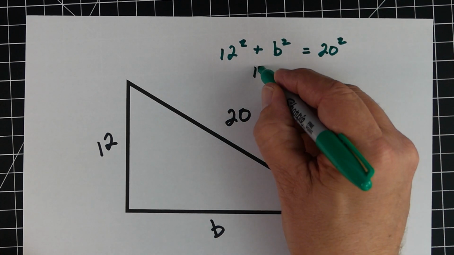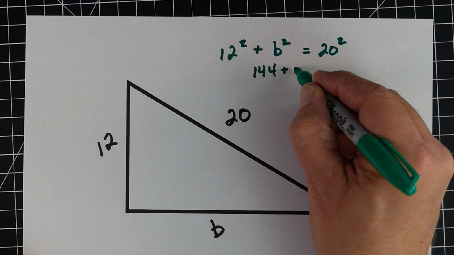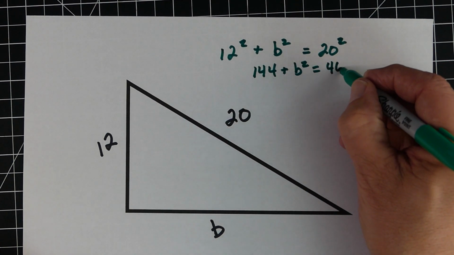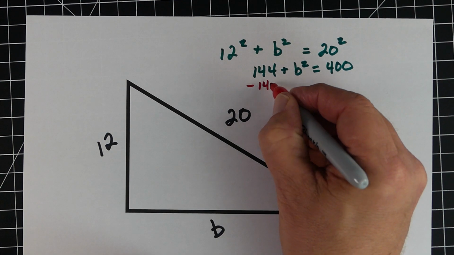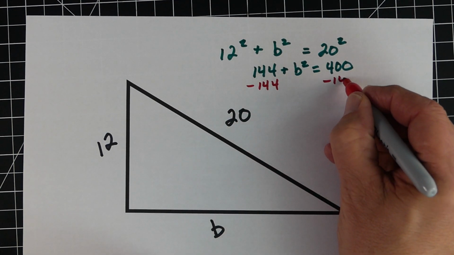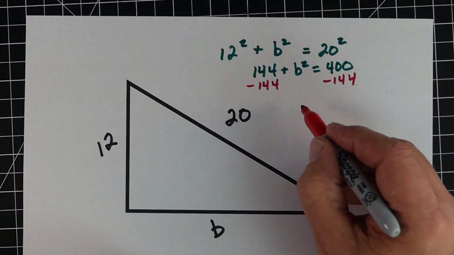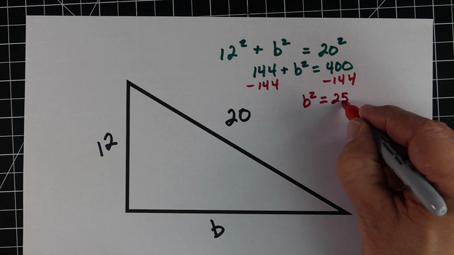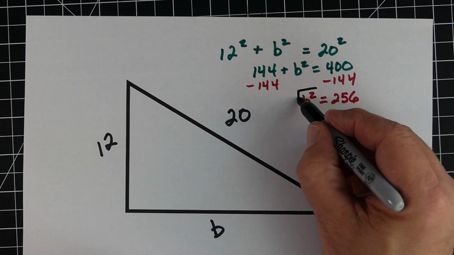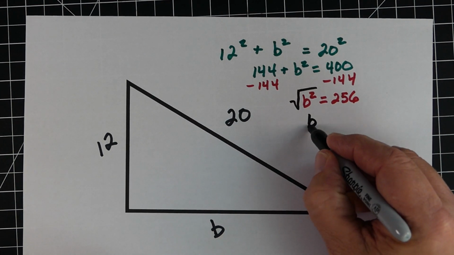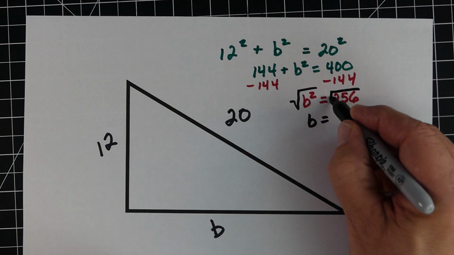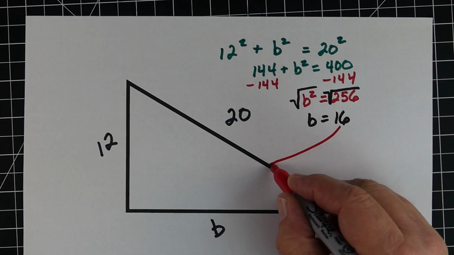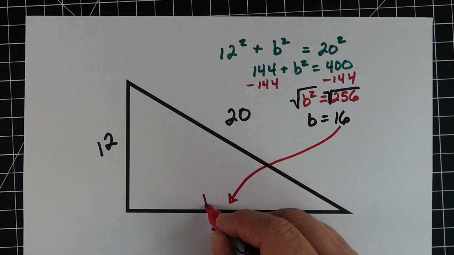We'll go ahead and square both these numbers. So 12 squared is 144, we don't know b squared. And then 20 squared is 400. Again, we have basically a two-step equation. The first step is to get rid of the 144, and we have to do that on both sides of the equal sign. That leaves us b squared equals 256. We now want to find what b is, so we find the square root of the 256, and we come up with an answer of 16. So that missing length right there for that leg is 16.